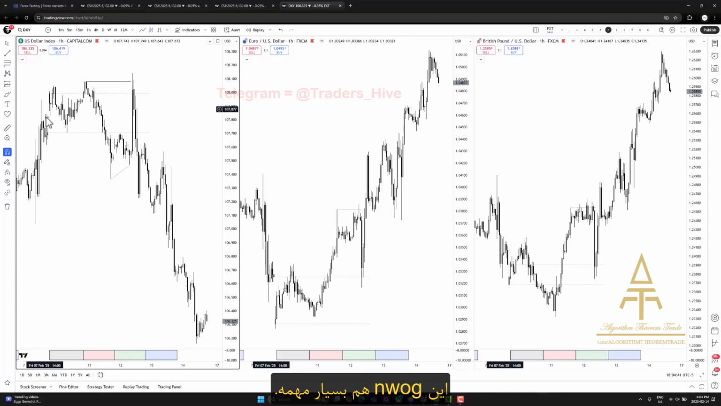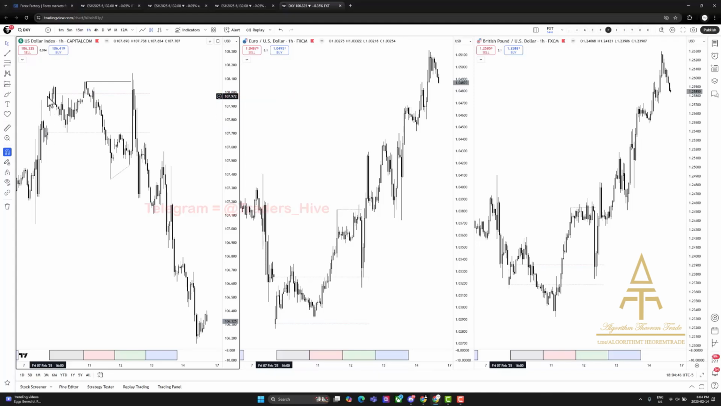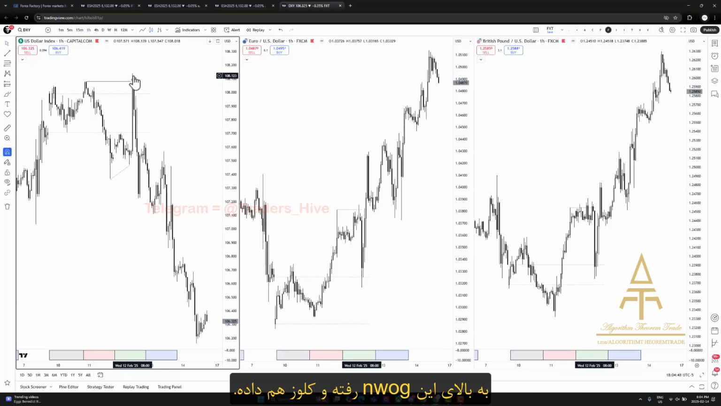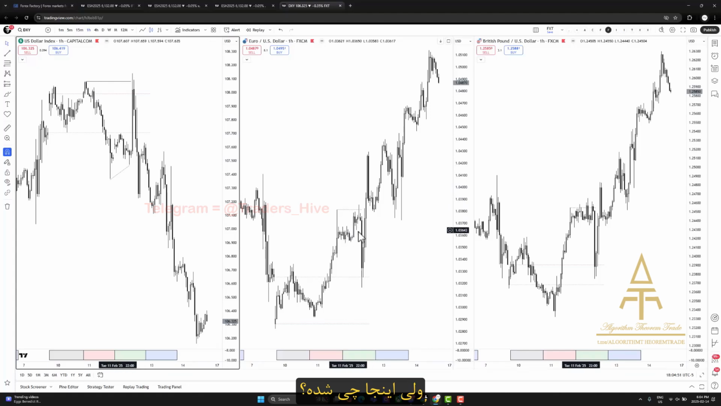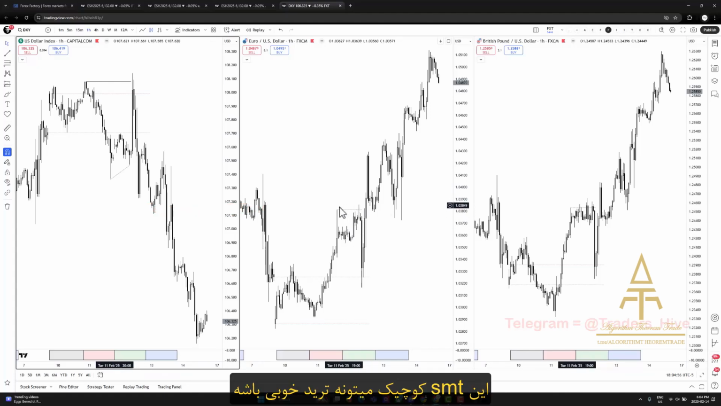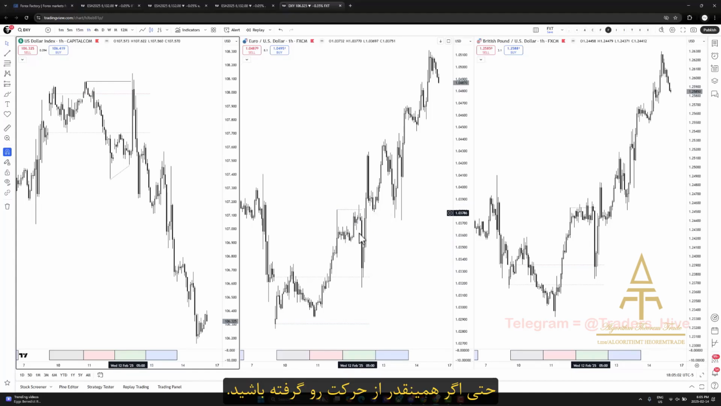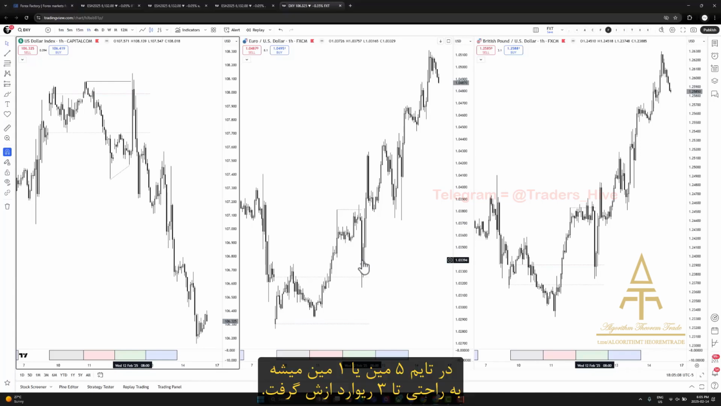What's another thing? This new week opening gap right here. Yes, we're talking about new week opening gaps, right? Price traded above and closed above this new week opening gap. But here, what happened? After we had this SMT, and listen, this in itself could be a pretty good trade, right? Even if you shorted here and got out here, that would be a good trade. Of course, that would be a good trade, right?